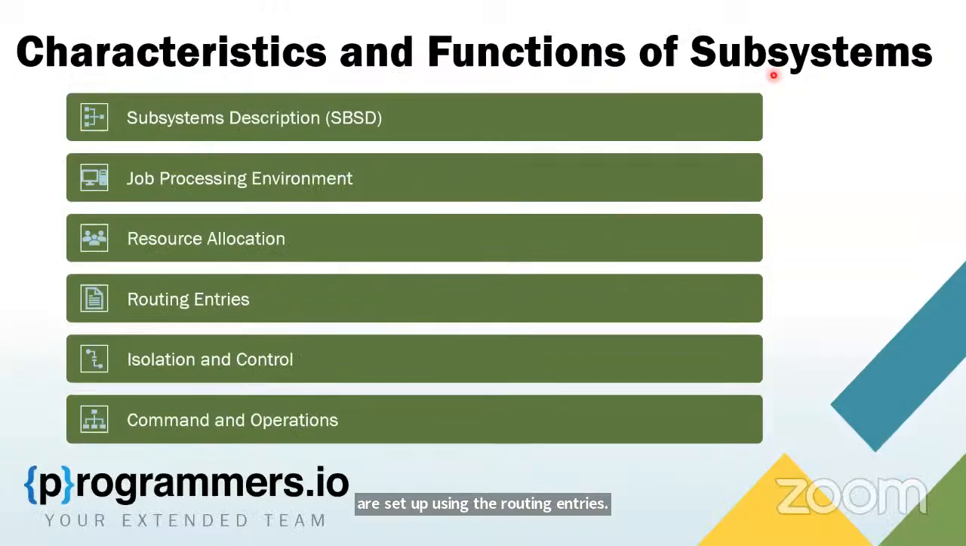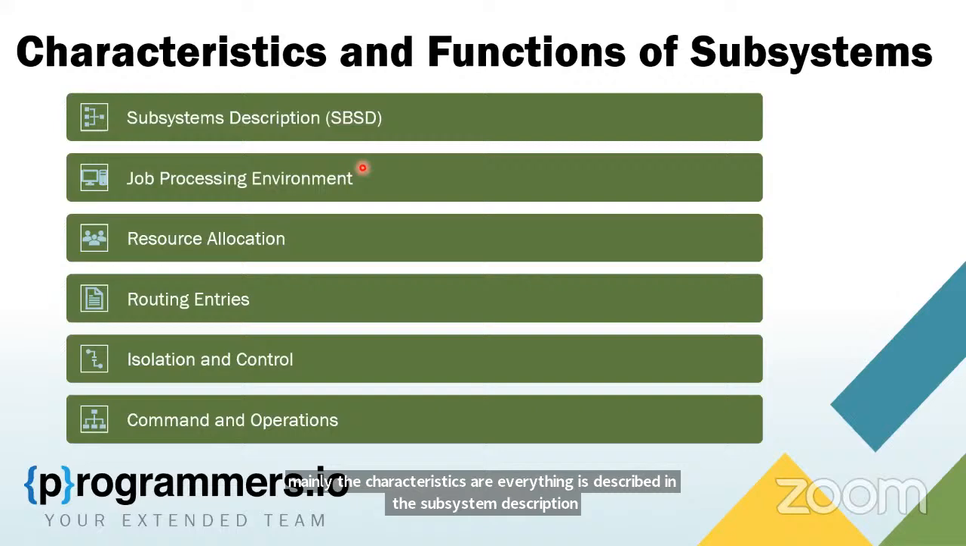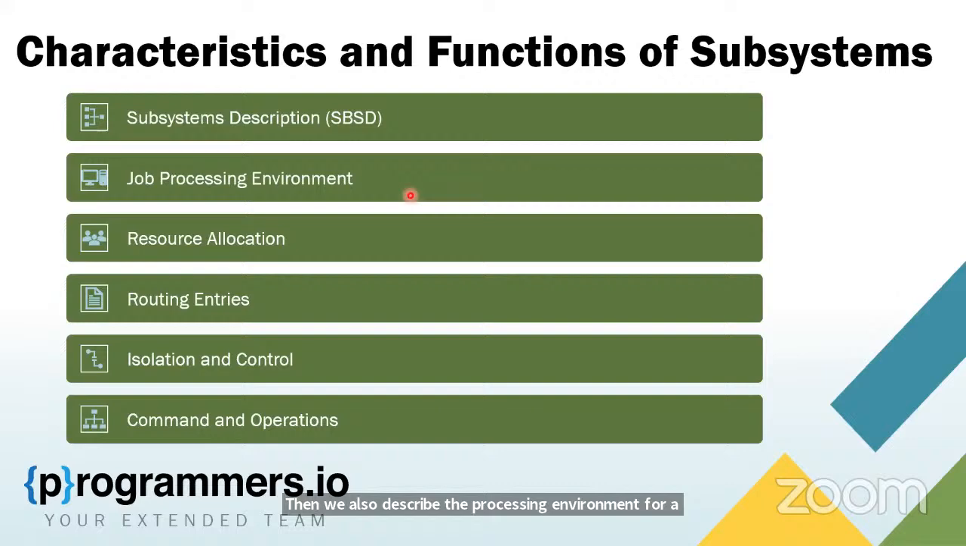So, characteristics and functions of subsystems. Mainly the characteristics are that everything is described in the subsystem description. Then we also describe the processing environment for a subsystem. What is the memory area? The memory area is basically called the auxiliary pool. How much hard disk space should be used? What are the time slices to be used for each job? These kinds of things are described. Then the resource allocation: how much CPU time has to be used, what are the printers to be connected to, those kinds of things.